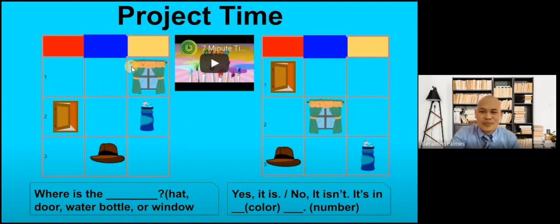Where is the window? In this sheet, the second sheet. Where is the window? Is it in the yellow number one? Is it in yellow number one?